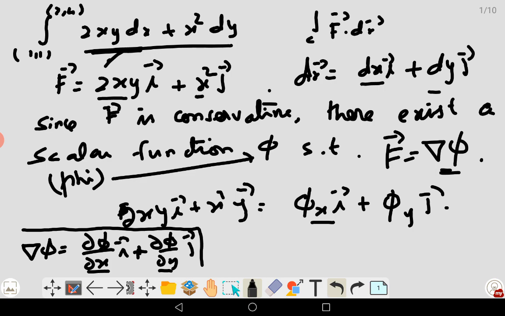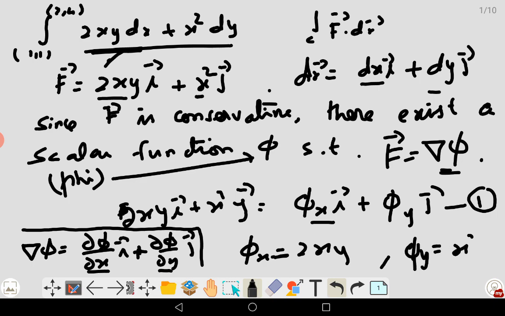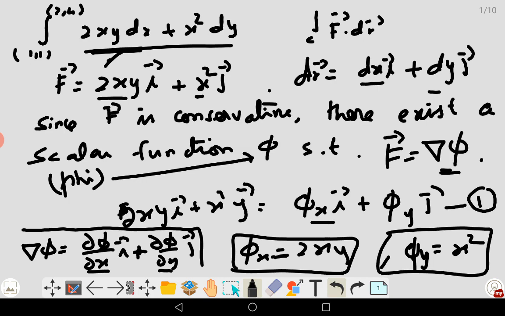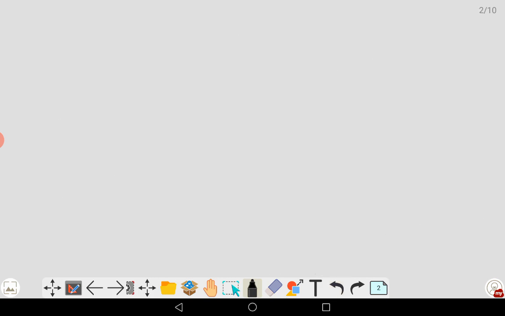Let this be equation number 1. From this equation, what do you get? Phi_x is equal to 2xy, and phi_y is equal to x squared. So we use these two pieces of information. Let's write it again on the second page. Phi_x is equal to 2xy, phi_y is equal to x squared. Phi_x is the partial derivative with respect to x, which is 2xy.